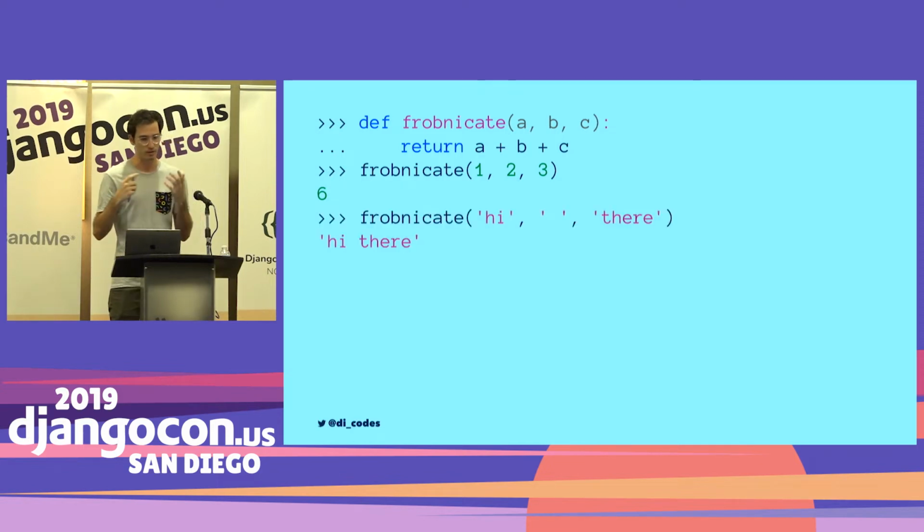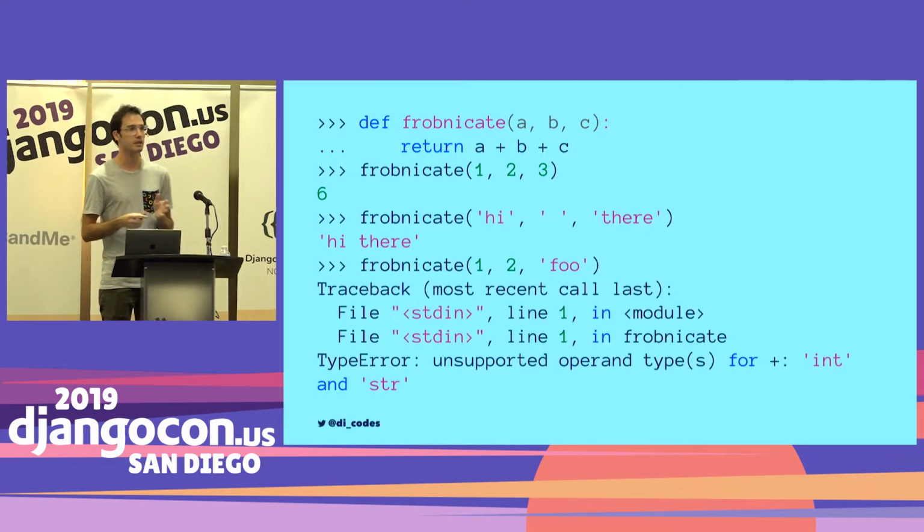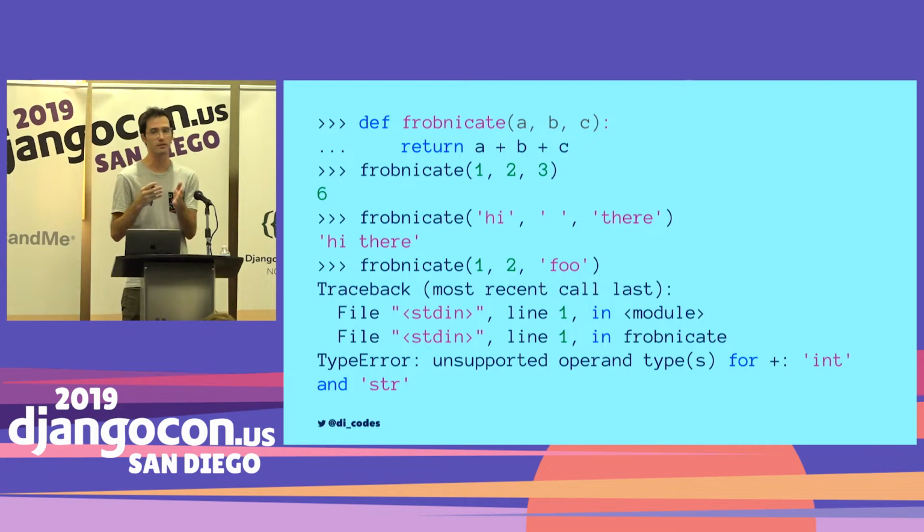I can call frobnicate with 3 strings, and it would concatenate those strings. That's totally valid, and it totally works. The function can return integers or strings. However, what I can't do is mix these types now, because I can't actually use the plus operator on a mixture of strings and integers. So that blows up, and that creates a type error.